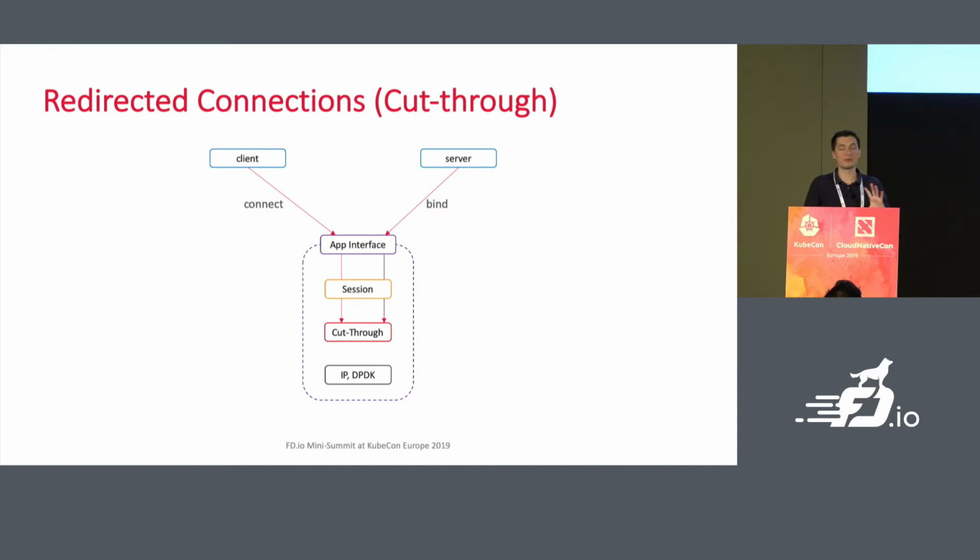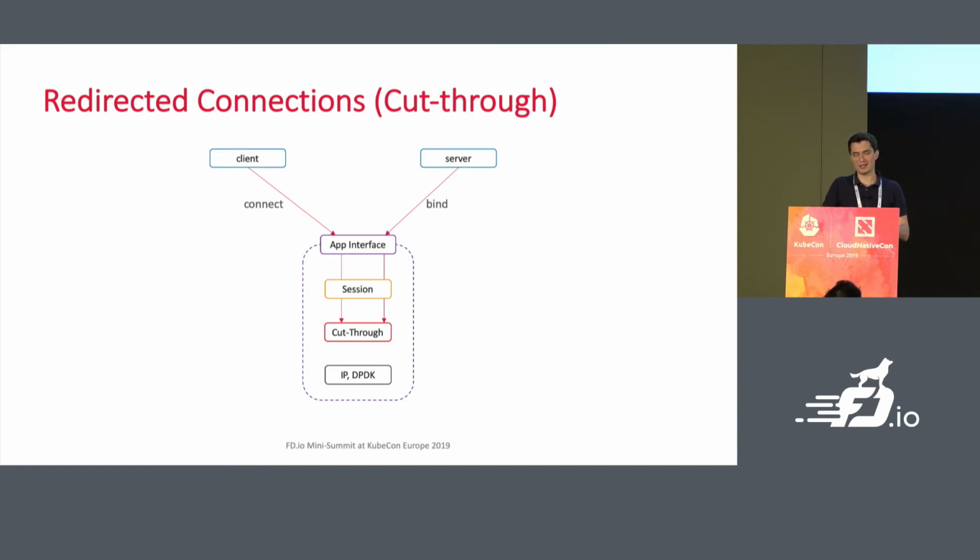And finally, in what time remains, I want to touch upon two more things. Redirected connections, which we call cut-through connections. So what happens when we have a client and a server and they're attached to the same VPP instance? Well, previously what we did, we used the app interface as an introduction mechanism, and then we allocated some shared memory resources, and we let the 2 applications duke it out and exchange the data as fast as possible.